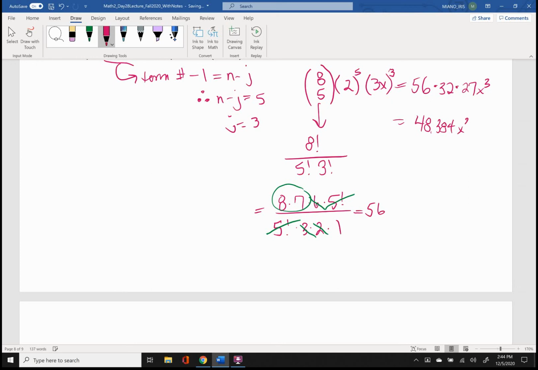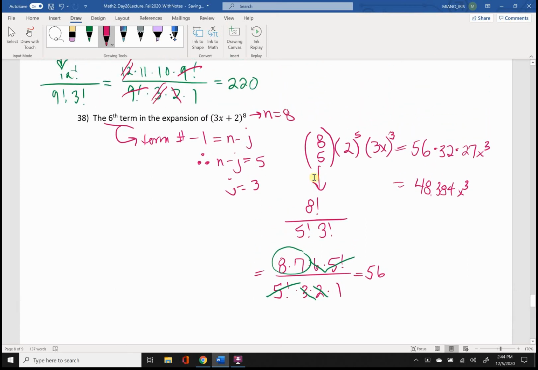And you want that x to the 3rd power as well, because the prompt was originally asking us for the entire 6th term. So you want the whole darn thing, the coefficient and the variable component, if any. And in this case, there was one.